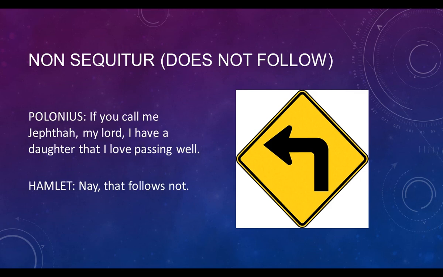Here's one from Hamlet. "If you call me Jephthah, my lord, I have a daughter that I love passing well." Hamlet: "Nay, that follows not." It's just that the first thing he said really was unrelated. Polonius is giving a conditional: if my name is this, then I have a lovely daughter. And Hamlet says, those things aren't related at all, are they? It's just a non sequitur.